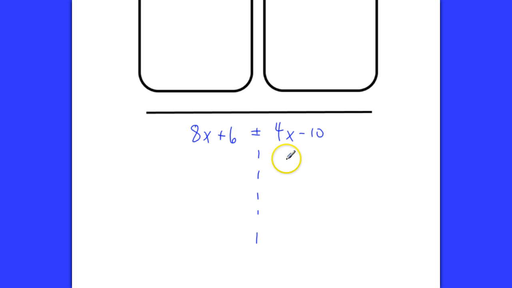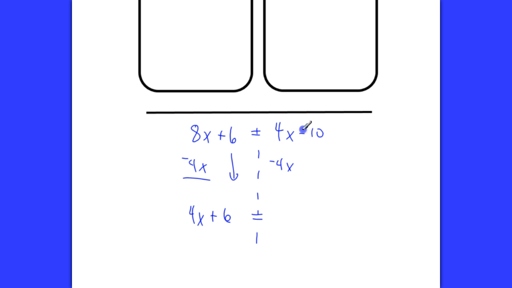So I want to move all the variables to one side. I've got 8x's over here. I've got 4x's over here. So I'm going to subtract 4x's from both sides. 8x minus 4x is 4x left over, but you still have that 6, so don't forget about him.